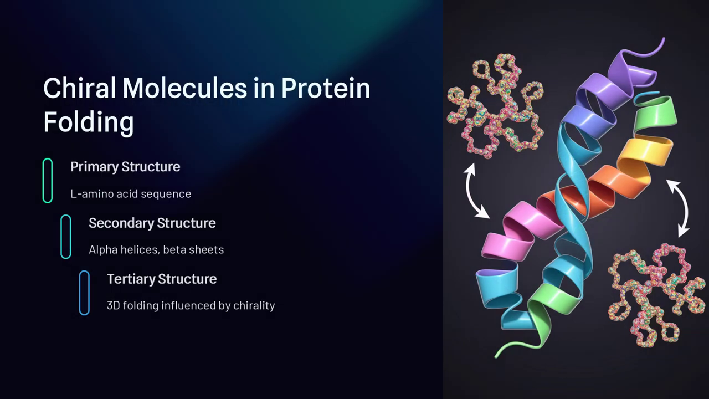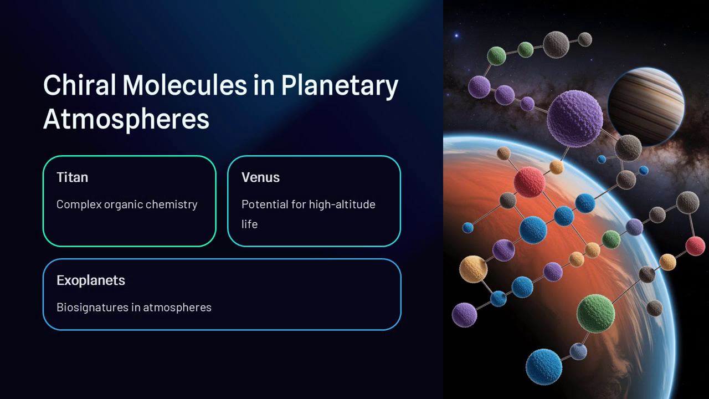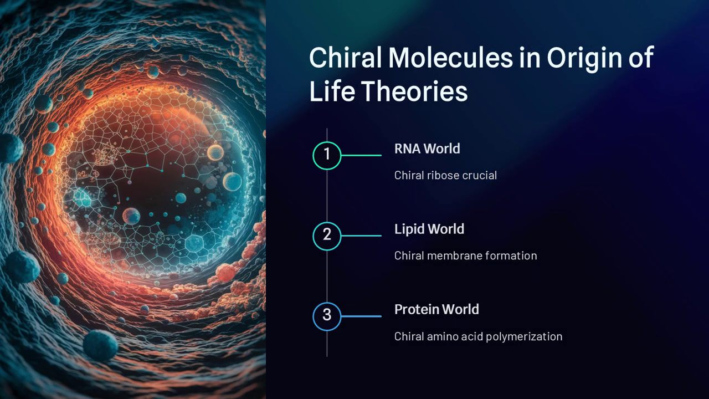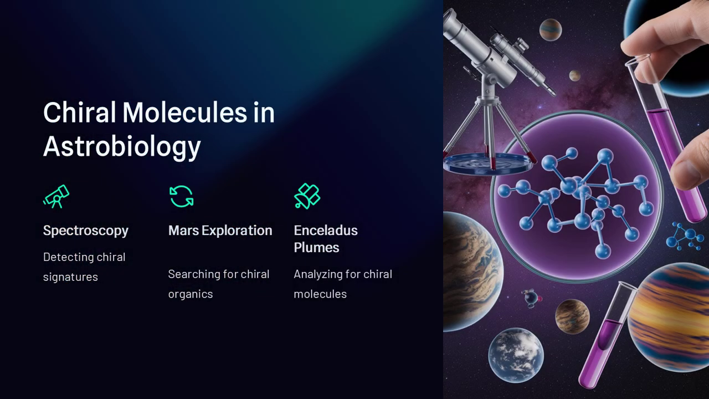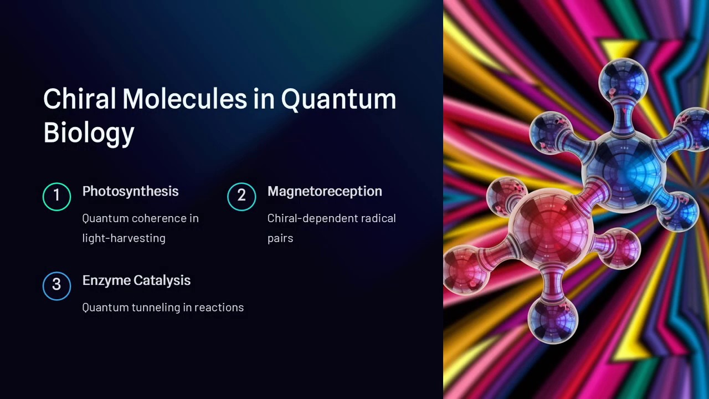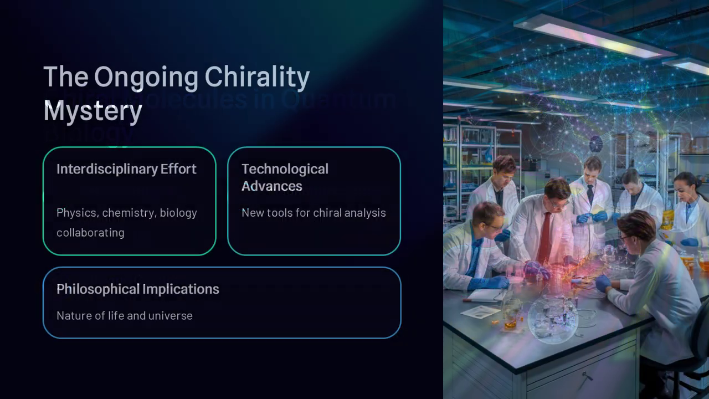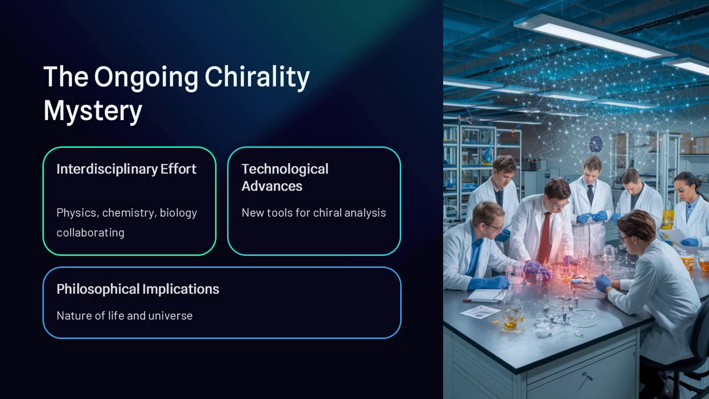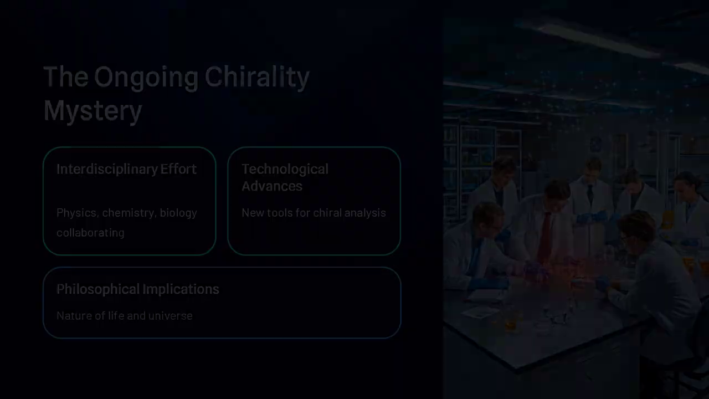The emergence of chirality could be a fundamental signature of life itself, an inevitable outcome of self-organizing chemistry in a dynamic, asymmetric universe. But here's the ultimate question. If life exists elsewhere, will it follow the same chiral preference as Earth? Or will we find alien biochemistry built from mirror-image molecules?